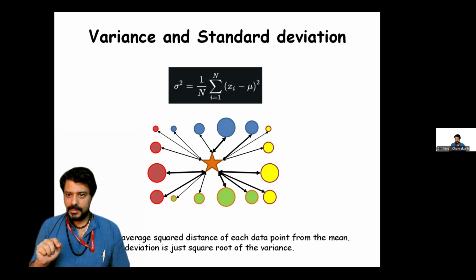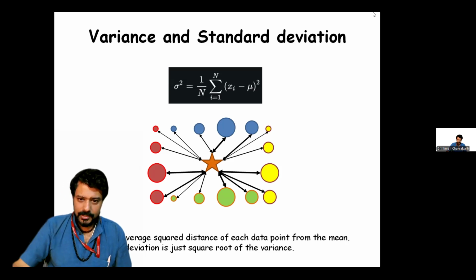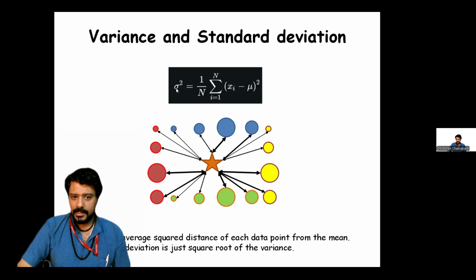Okay, so this is what variance is. Here you can see the variance, sigma squared, is defined as 1 by n, where n is the number of samples, times the summation of xi minus mu. Mu is the average of the data series. You square each of the xi minus mu terms, add them up from i equal to 1 to n, and then divide by the number of data points in the series. This gives you the variance.